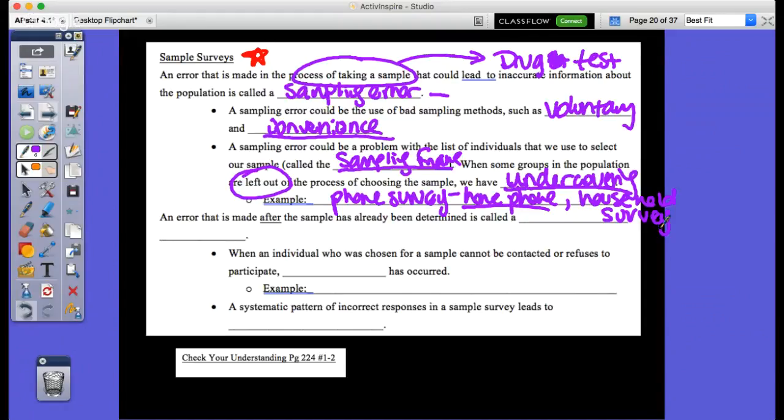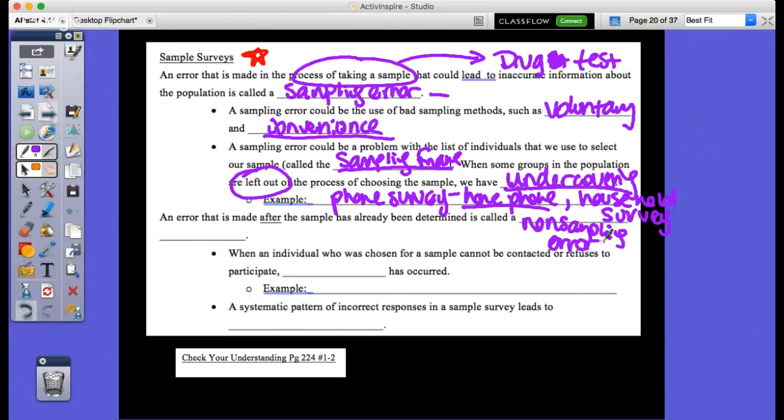All right, an error that is made after the sample has already been determined is called a non-sampling error, okay? So it's after the sample has already been determined. The one before, remember, was a sampling error. It was through the process of the sampling. But after the sample has already been determined, that is called a non-sampling error. It's kind of what you do with the information where you mess it up.